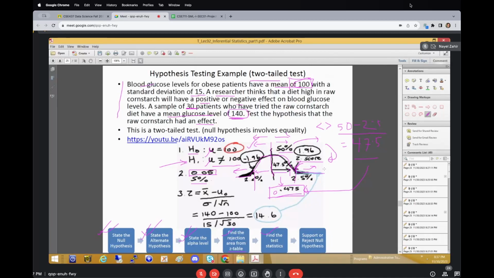Beyond that is the rejection zone, and within that it will be the acceptable zone. And we have to check both sides. So on the positive side it is 1.96, and on the negative side it will be negative 1.96. So that is the Z score: here it is 1.96, and here it is negative 1.96.